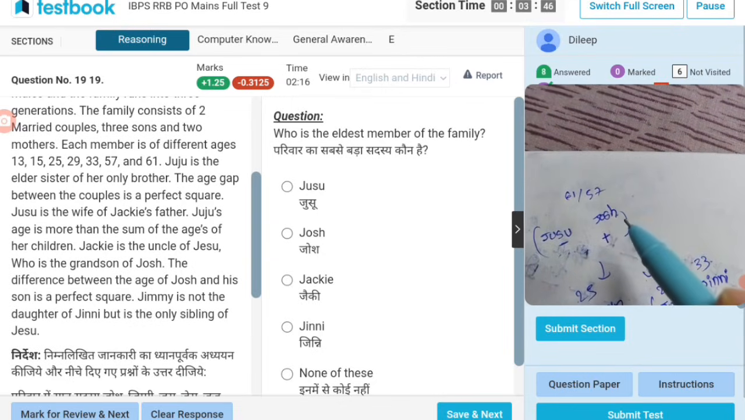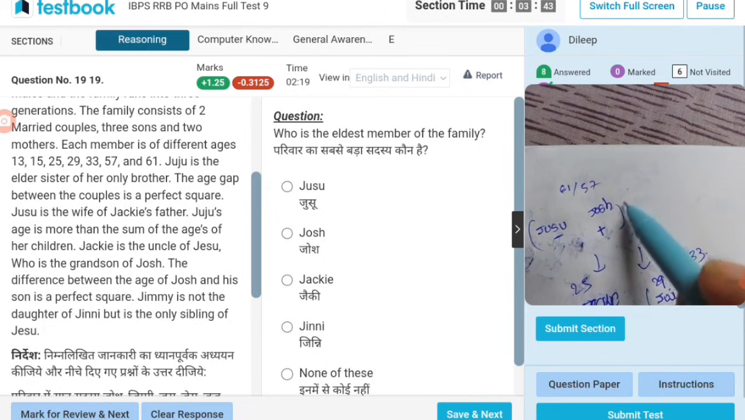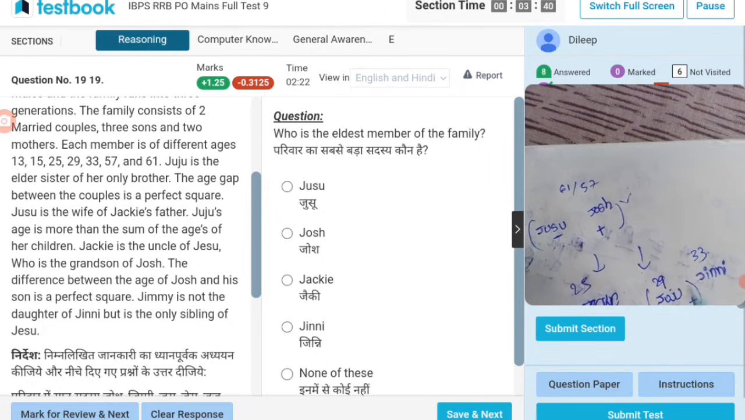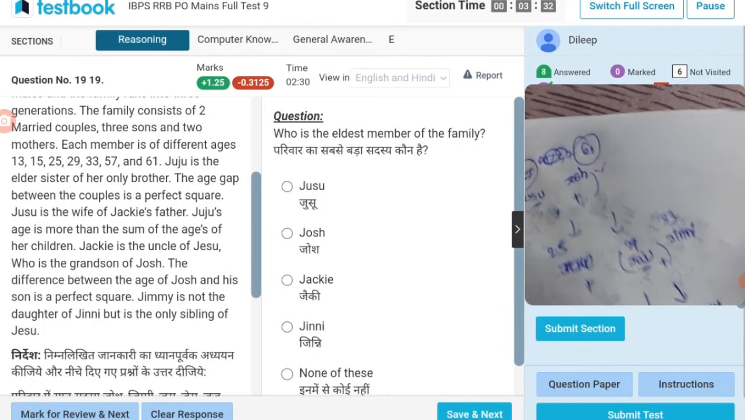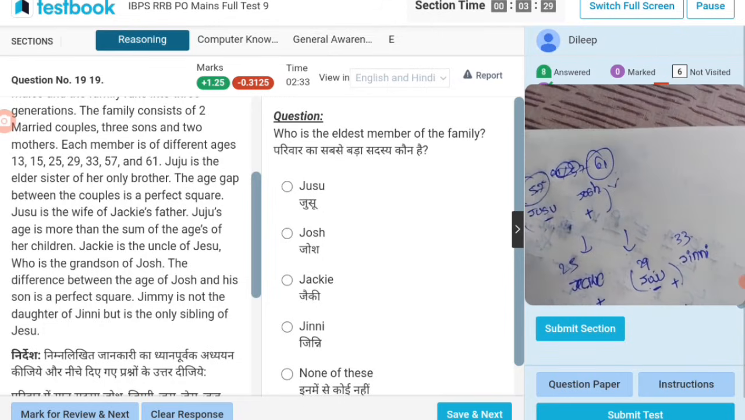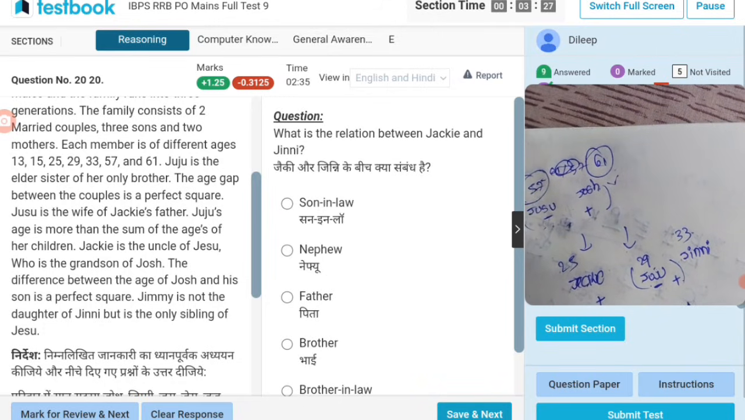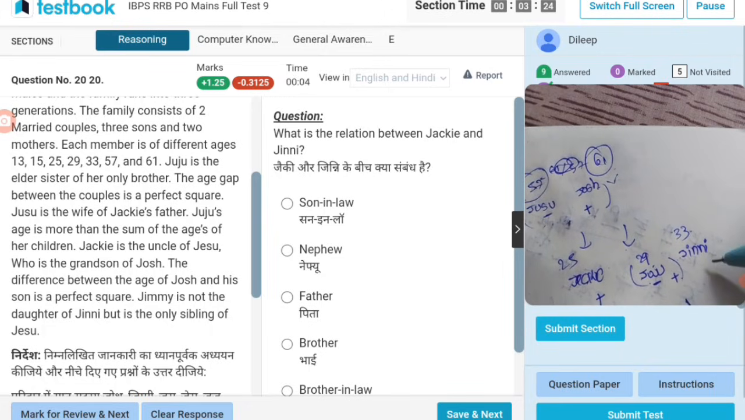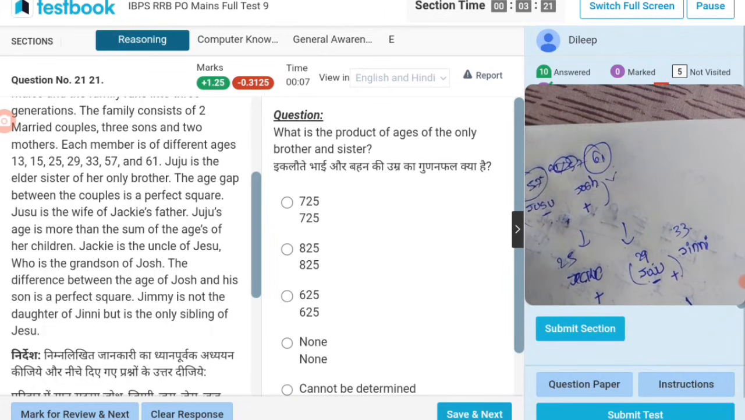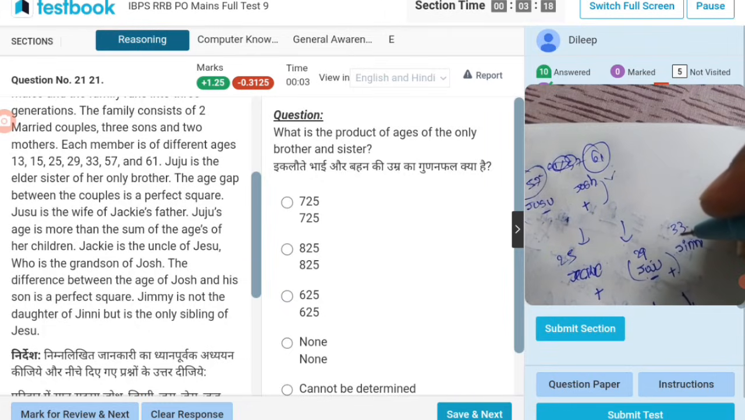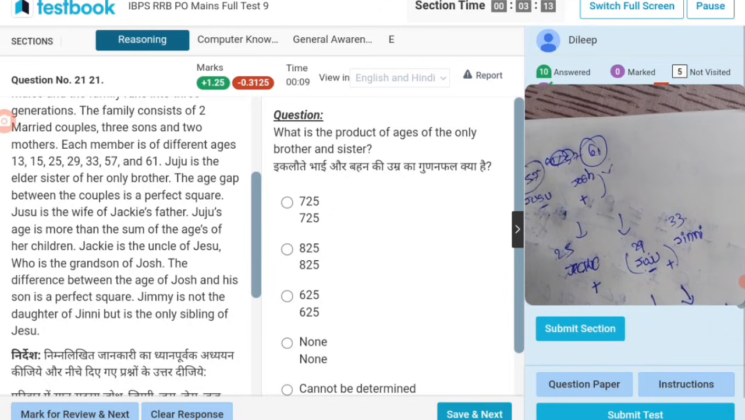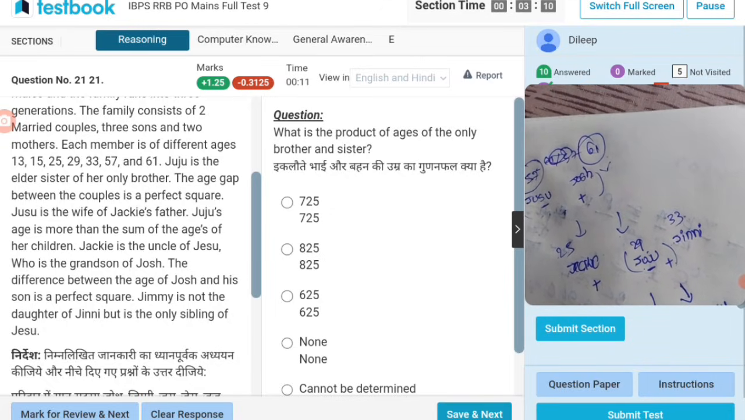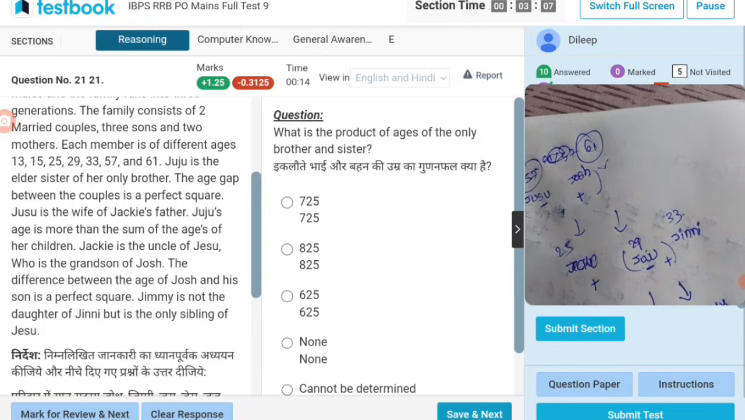The difference between the age of Josh and his son is a perfect square. 61 and 57. Eldest of the family, Josh. Jackie and Jenny, brother-in-law. Product of ages of the only brother and sister, 725.